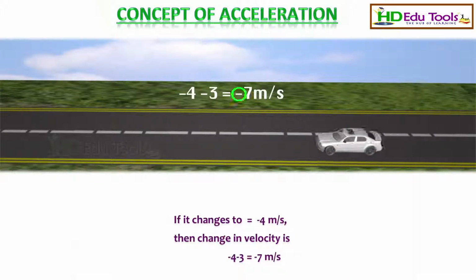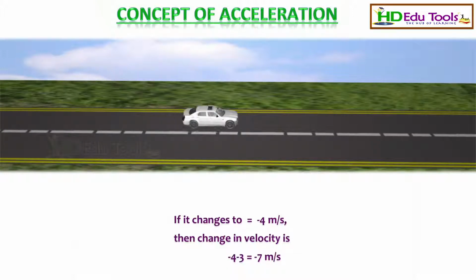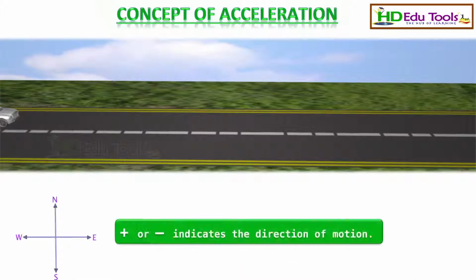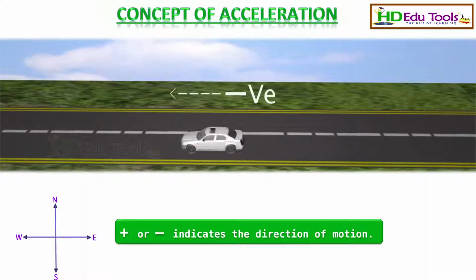Here we are discussing the motion along a straight line. When a body is moving along a straight line, in how many directions can it move? Either it can move in forward direction or in backward direction. If we consider forward is positive, then backward is negative.